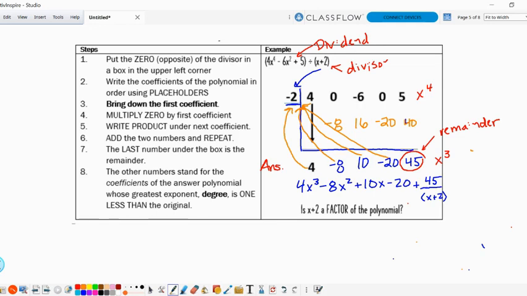Then to answer this question, is x plus 2 a factor? We're going to say no, and that is because we had a remainder of 45. So that is the reason for our answer.